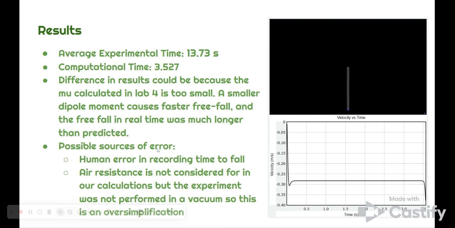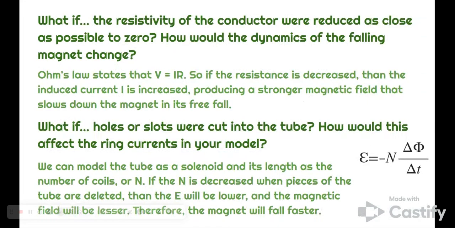Some other sources of error other than potentially bad results from lab 4 was that there could have been error recording the time to fall, because we were just doing it based on eyeing the thing. And then we're not calculating air resistance, but the experiment was not performed in a vacuum, so that's an oversimplification.